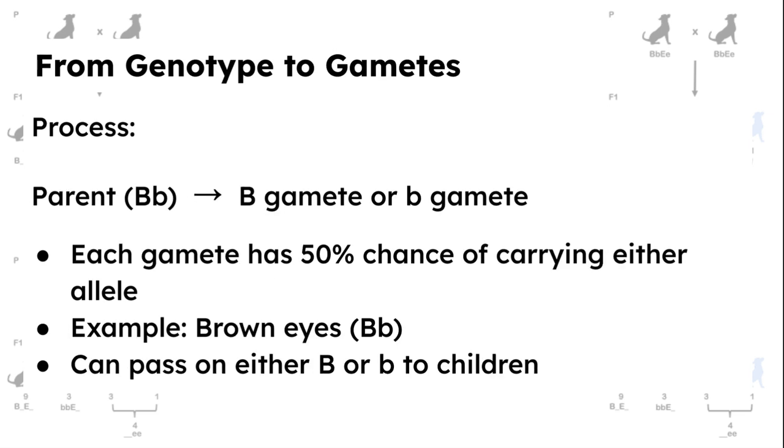This process starts from the parent genes being, here in the case, capital B, lowercase b, all the way down to just one letter, if it's just a capital B or just a lowercase b. Gamete has a 50% chance of carrying either of those alleles. Alleles are traits.